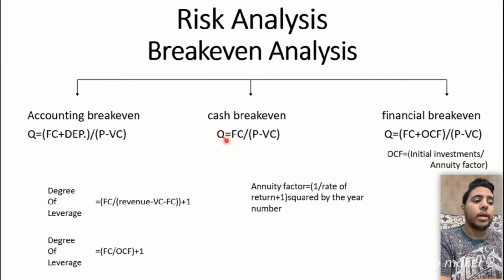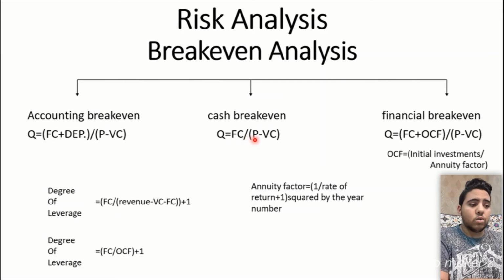And here, the cash break-even is fixed cost over contribution margin. For financial break-even, it's fixed cost plus operating cash flow over contribution margin. But how do we get the operating cash flow? It's the initial investment, which is the fixed assets, over the annuity factor.